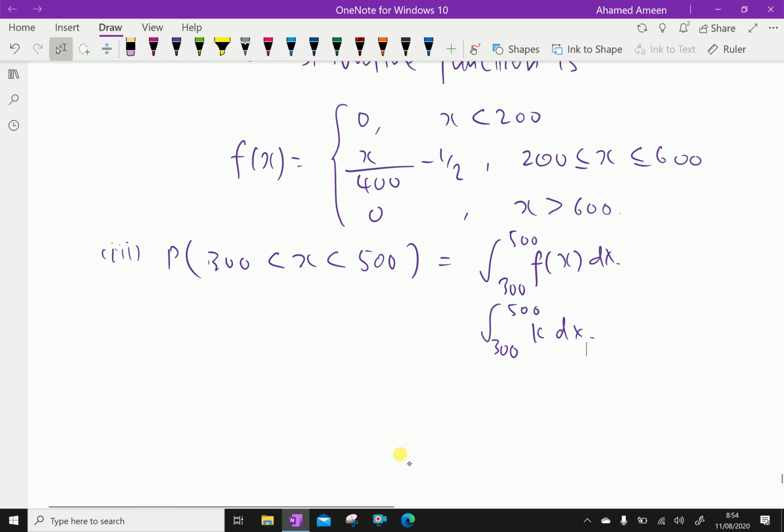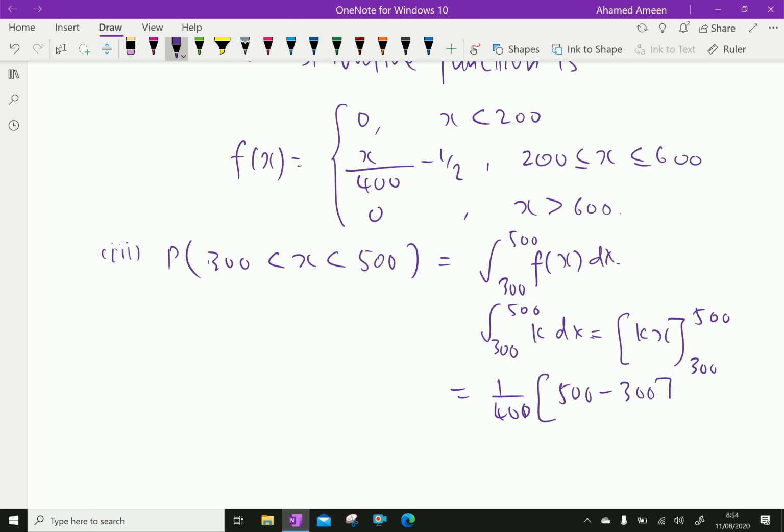So we have to get it. The integral of k is kx from 300 to 500, where k is already 1 by 400. Then 500 minus 300, so the probability is half. Therefore the probability of 300 to 500 equals half. We have done.